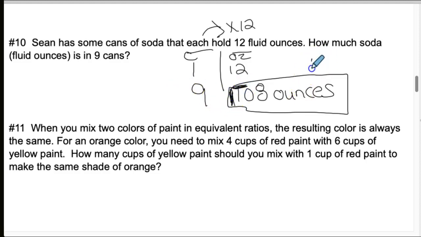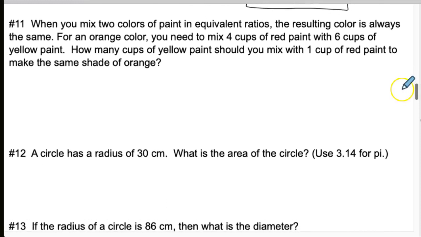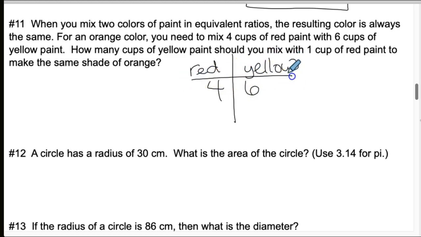Number 11. When you mix two colors of paint in equivalent ratios, the resulting color is always the same. For an orange color, you need 4 cups of red paint. So I know I'm already comparing, I might as well make a table now. 4 cups of red paint for every 6 cups of yellow paint. How many cups of yellow paint should you mix with 1 cup of red paint to make the same shade of orange? So I need to figure out what my constant is.